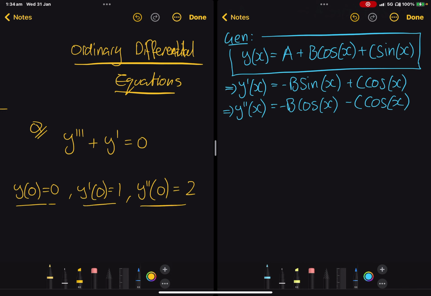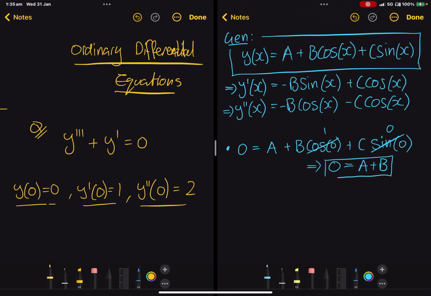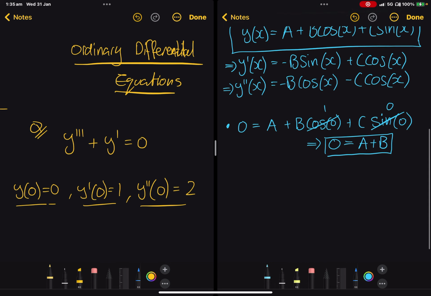So we are going to get as our first equation, y of 0 is equal to 0. This is equal to a plus b times cosine of 0 plus c times sine of 0. Now cosine of 0 we know is 1, sine of 0 we know is 0. So this reduces to 0 is equal to a plus b. So this means a is minus b. So this is our first little equation linking a and b.